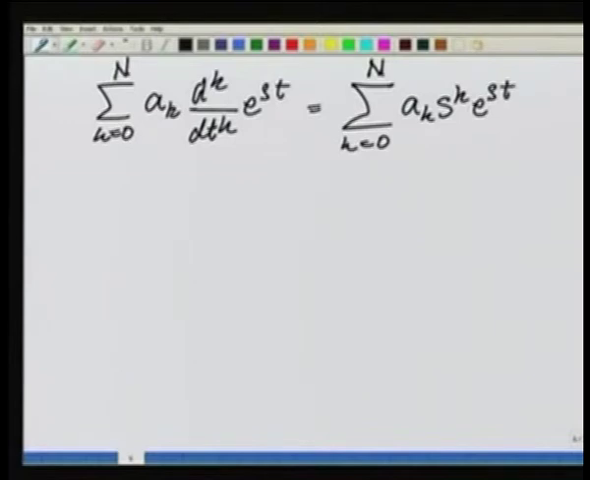So, you see that all the derivatives are gone now. We have already carried out the differentiation. We have this, and since this whole thing was taken out of the left hand side of the homogeneous equation, we know that this entire expression, this sum of capital N plus 1 terms, must be equal to 0.